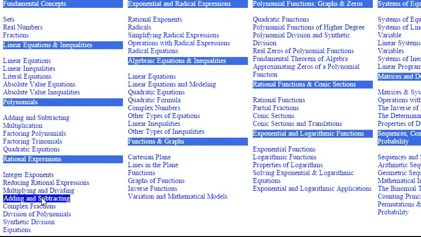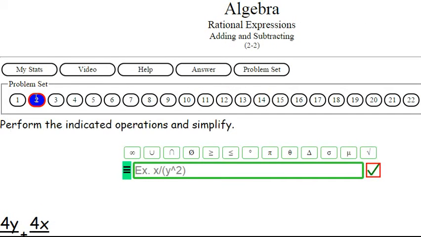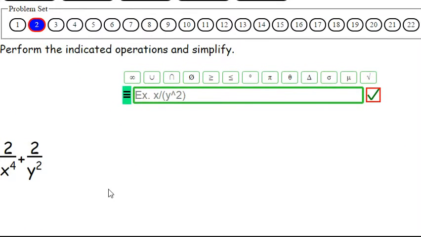Okay, we're over here, go to math.com, click on the algebra. Let's go down to adding and subtracting, and we're doing 2.1. Get that to come up. Now that's interesting there. So 2.1, we got 2 over x to the 4th plus 2 over x squared.